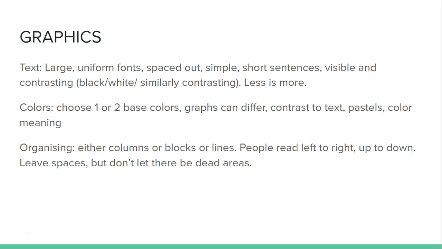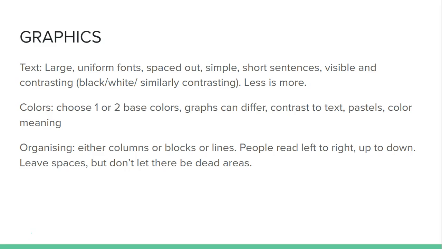Organizing your content. You should choose either columns or blocks or lines. Remember that it should have a flow that makes sense. People read left to right and up to down, meaning if you have your first part, it has to be on the top or on the left in English. You can use both simultaneously. You can have blocks of text that you've put in blocks. We'll show you how to do that later. And then you can have things up to down and the blocks go left to right, for instance, like in comics.